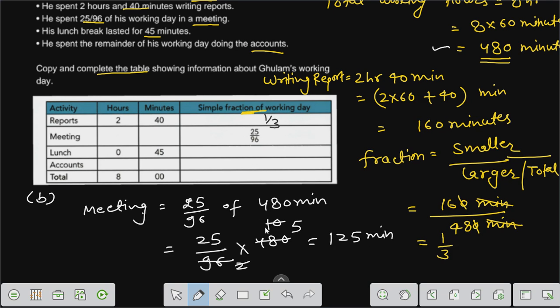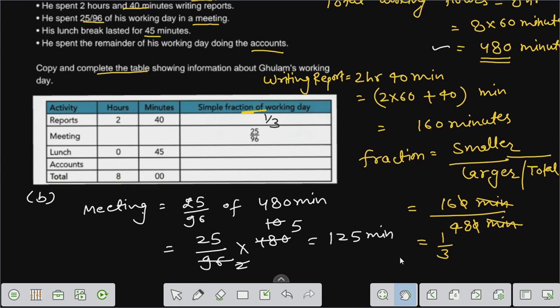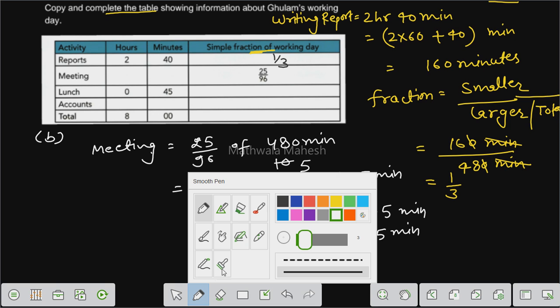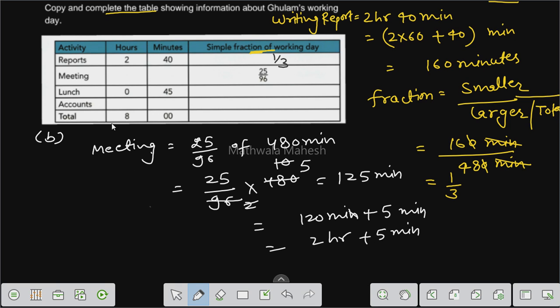Okay. So 125 minutes is 120 minutes plus 5 minutes, and 120 minutes is 2 hours plus 5 minutes. So we got the time, which is 2 hours and 5 minutes. Okay, so we have completed rows 1 and 2.